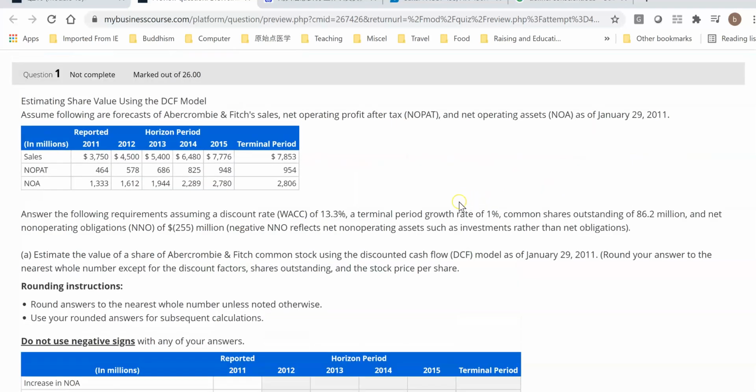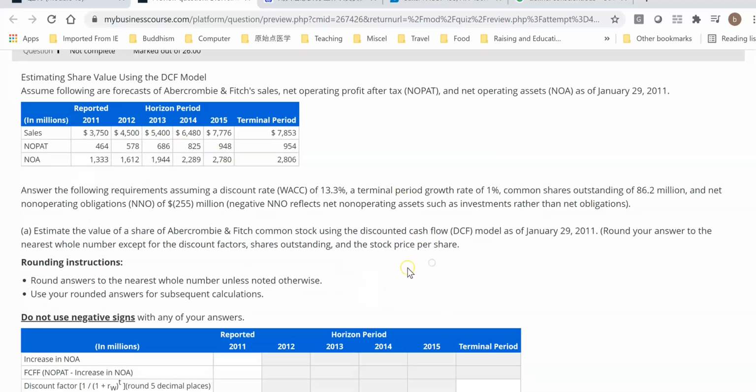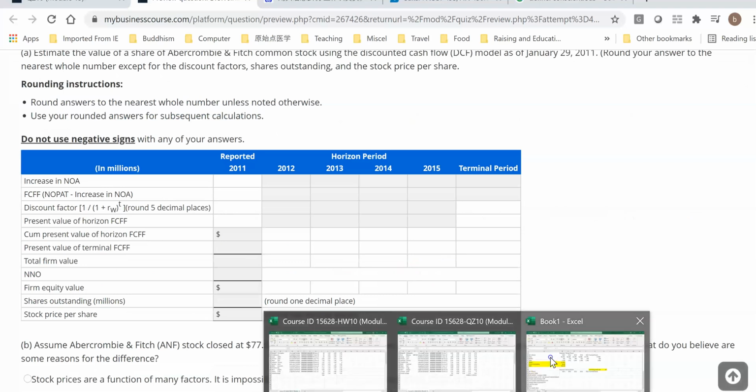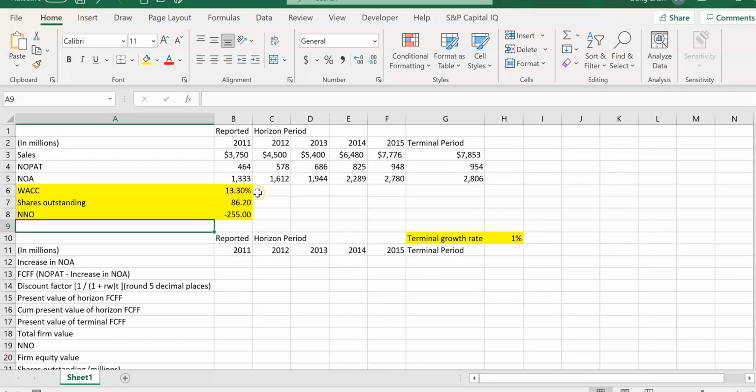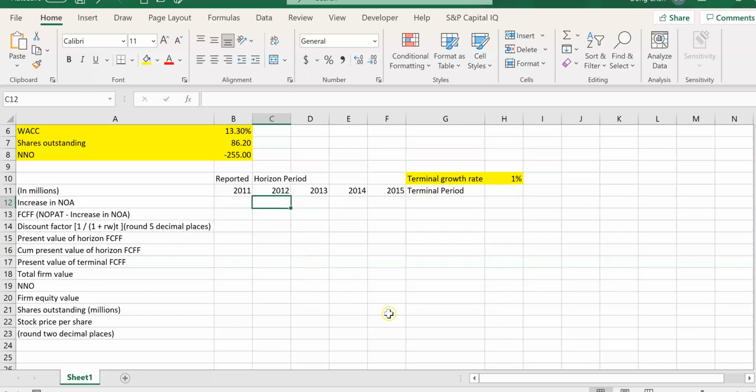The first step for any financial statement analysis is to copy the numbers into the Excel sheet, and that will facilitate the calculation. So that's what I did here. And I also put the information such as WACC, shares outstanding, and also the terminal growth rate into the same Excel sheet. So basically, we just need to fill in all these blanks here.